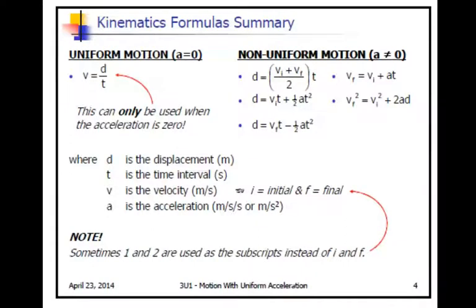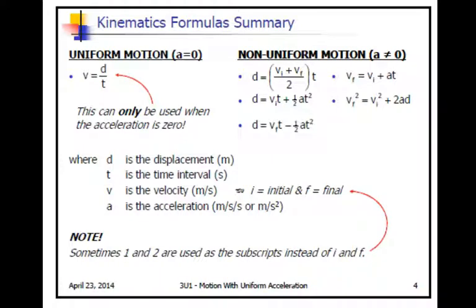Now, I did mention when we have uniform motion, that's when acceleration is equal to 0, things are a lot simpler. We can analyze motion using v equals d over t, which is one simple equation to use. That's something to keep in mind. The 5 equations are used whenever we have a non-zero value for acceleration. And you'll see the subscripts i and f. Those are for initial velocity and final velocity. Sometimes we use a 1 and a 2, 1 for initial, 2 for final.